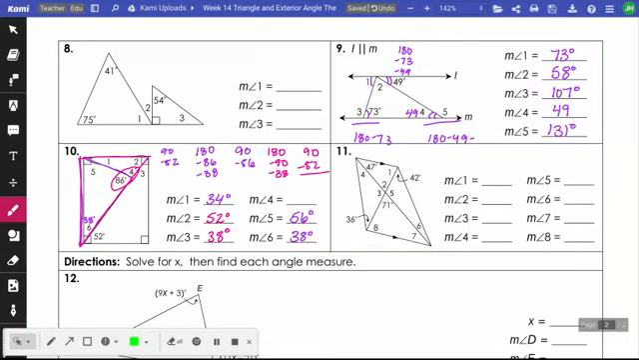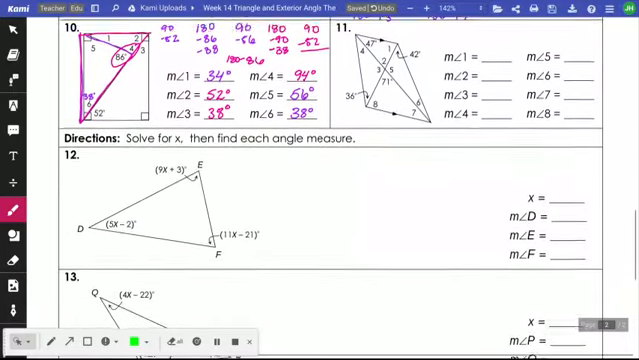Last, we'll look at this angle relationship here. And those are a linear pair. So I can do 180 minus 86 to find the measure of angle 4. And 180 minus 86 is 94 degrees. So we use some different ideas there with the right angle and linear pairs to solve that.